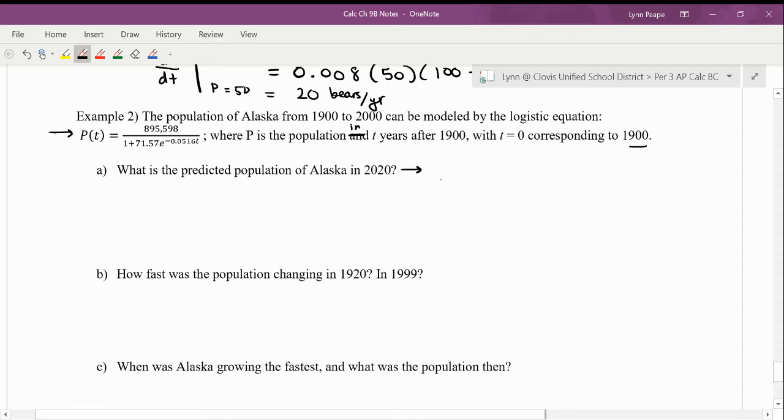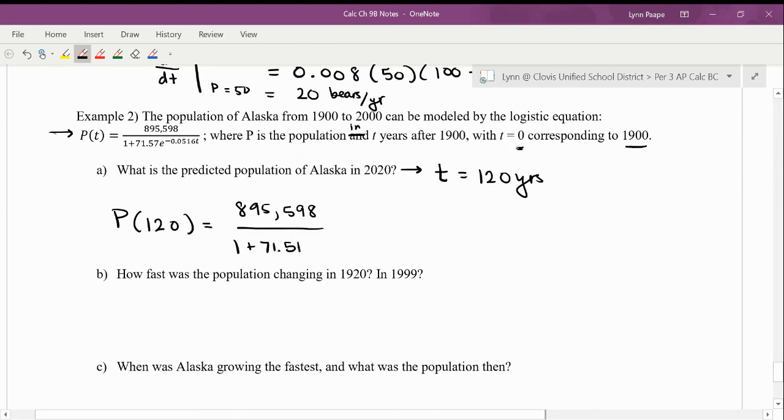So in 2020, that would be t equal to 120 years because t is 0 at 1900. So then they're just asking us to evaluate the population at 120. So we would just take that equation and substitute in 120. I'm not going to type that into the calculator, but you are welcome to do that. 0.516 times t, which was 120. And then the outcome of this in your calculator would be some grandiose number, and then people.